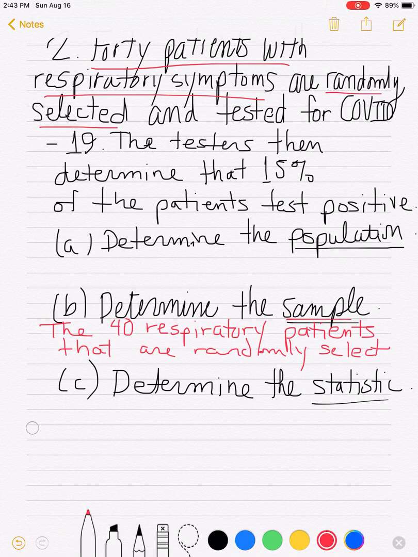So if this is our sample, this is a subgroup of an entire population. What is the entire population? Well, that would be all respiratory patients, right? All respiratory patients. So anyone who has respiratory symptoms.